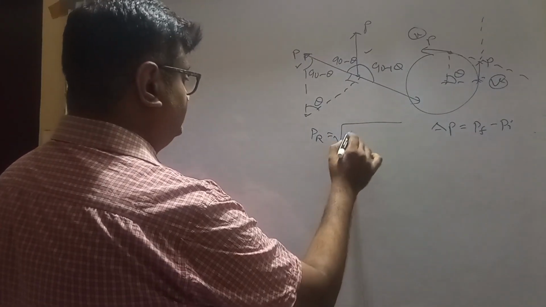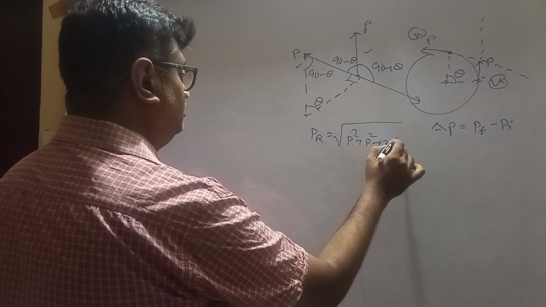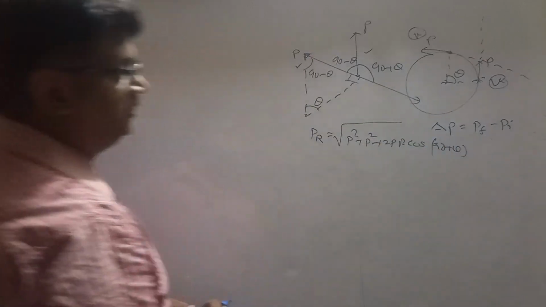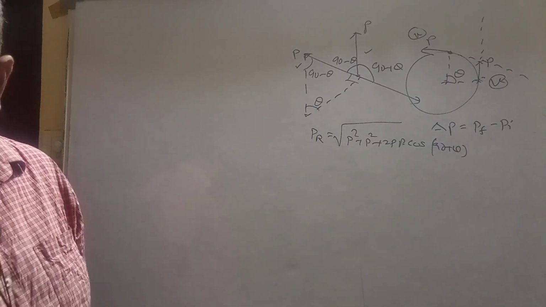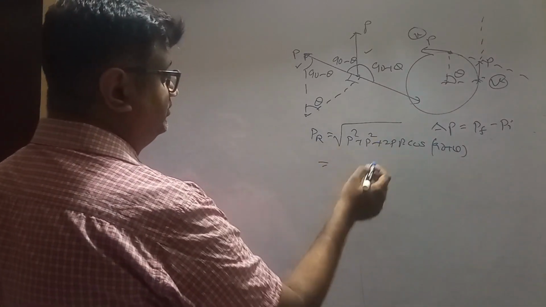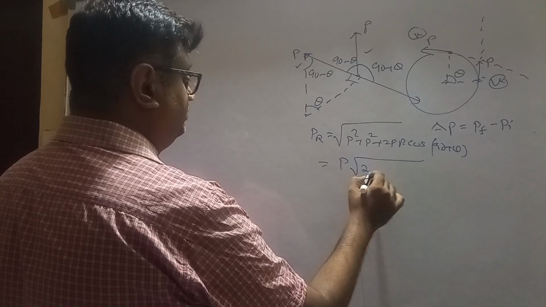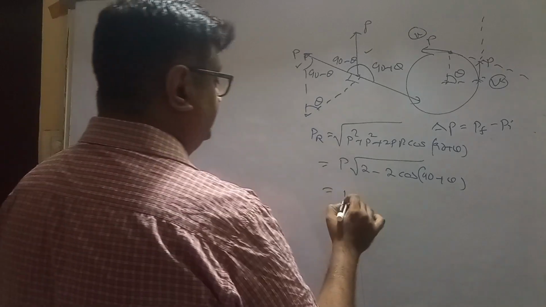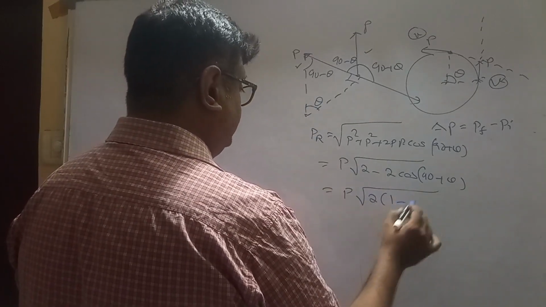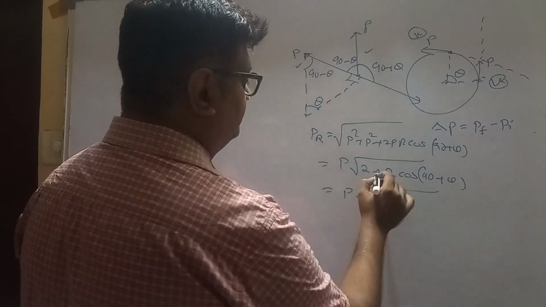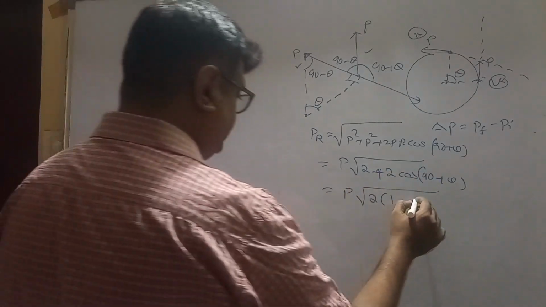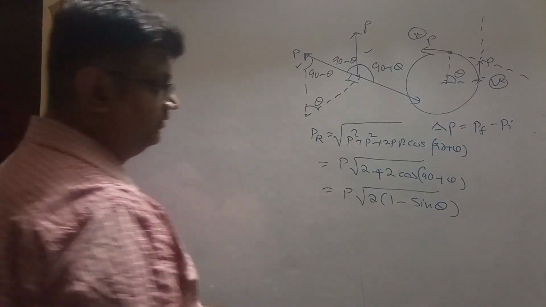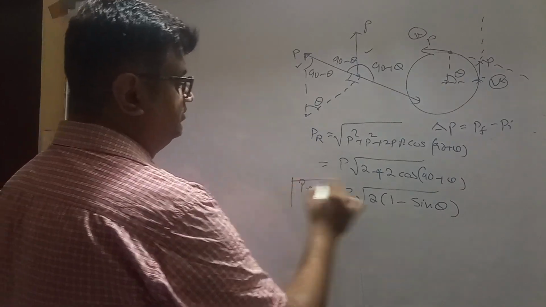Now we have to find out what is the resultant of this. So the resultant would be root of p square plus p square plus 2p into p cos of 90 plus theta. If you simplify this, p square will come out, so this will be 2 plus 2 into cos of 90 plus theta. So this would be p into root over 2 into 1 plus cos of 90 plus theta. Cos of 90 plus theta will be, in the second quadrant cos is negative, so it will be minus sin theta. So this is the change in momentum in this particular case.